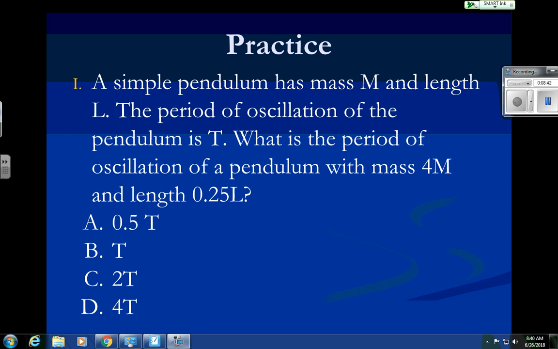All right, let's give it a little practice here. So hit pause, work through this one. If you want to time yourself, give yourself 90 seconds, which is the time you'll have on the IB exam, and see what you get for this.